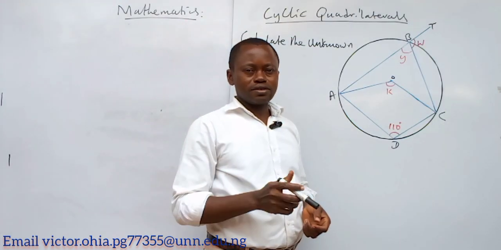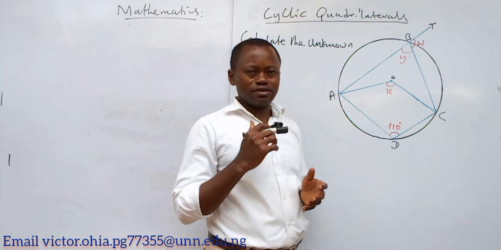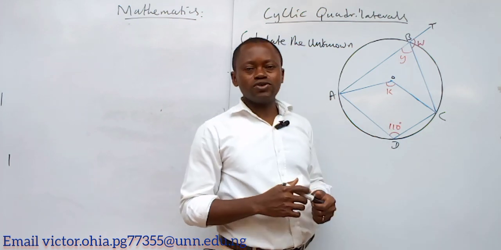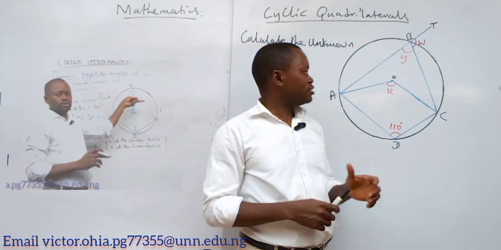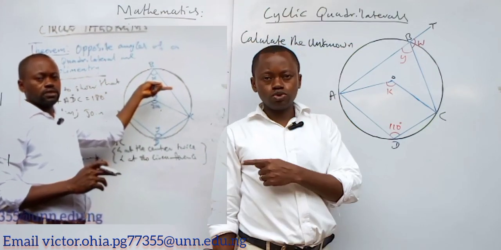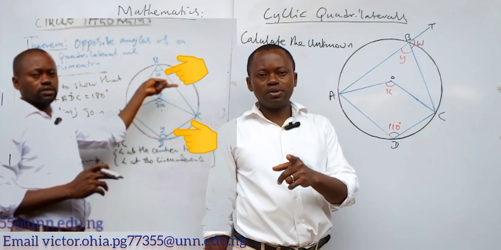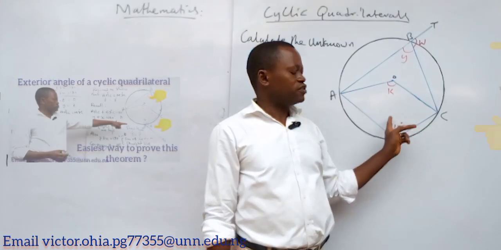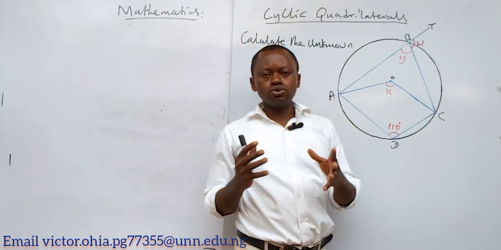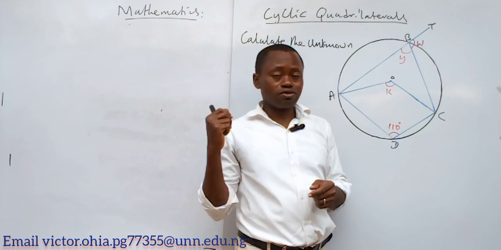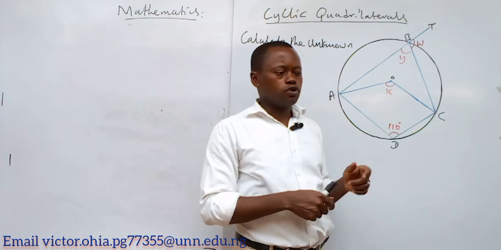This is still a class on circle theorems. We have done a lot of work already. The theorems we are using here, we have already been able to prove in our previous classes. Like for this cyclic quadrilateral, we have shown previously that the opposite angles of a cyclic quadrilateral are supplementary, and that the external angle of a cyclic quadrilateral is equal to the opposite interior angle. So you need to check out those theorems so that you understand them as we make use of them.